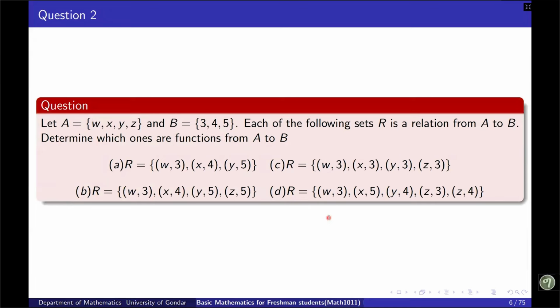The second question: we are given set A containing elements W, X, Y, and Z, and B containing these three elements. Each of the following sets is a relation from A to B. We are asked to determine which ones are functions from A to B. We are given four alternatives here. So we are asked to determine whether the given relations are functions, and not only functions, but functions from A into set B. We just have to apply the definition that we have already seen in the previous question.